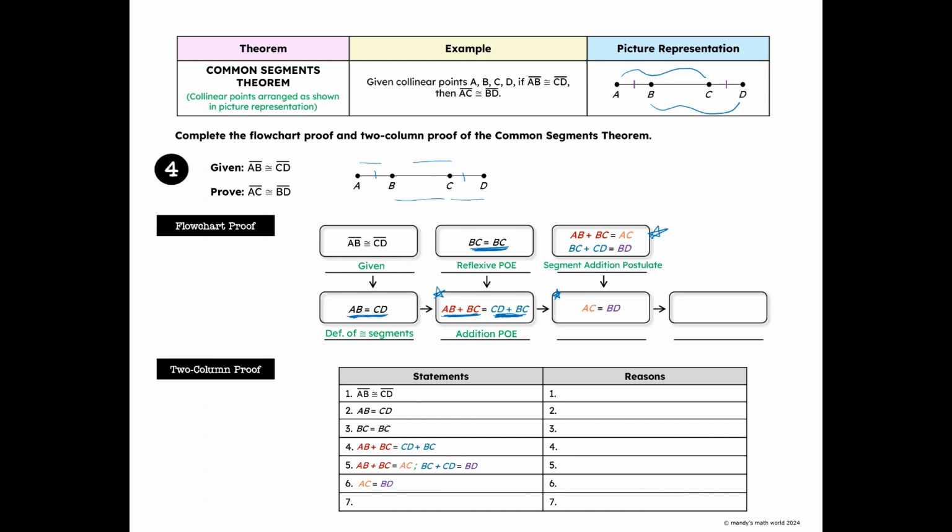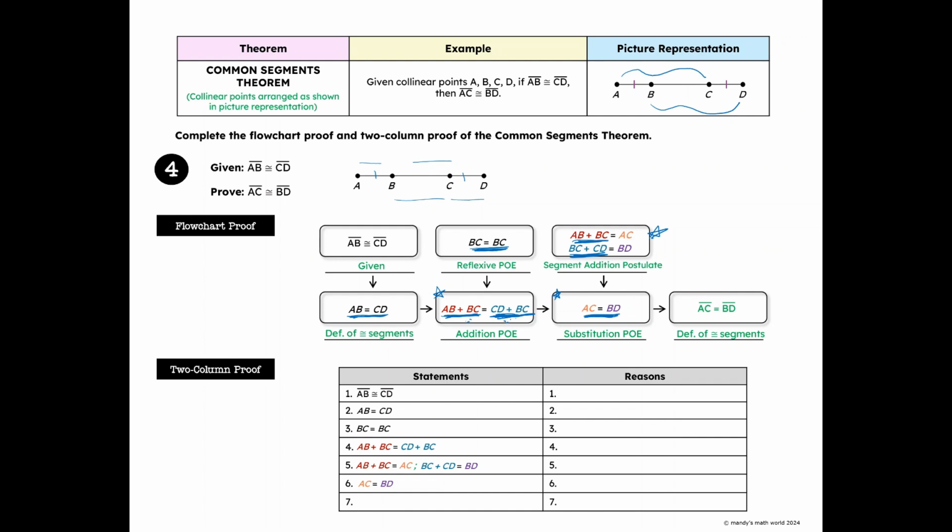How do I get that? I've got some things color-coded here. I've got that AB plus BC in red is equal to CD plus BC in blue. Look up here, AB plus BC, that's AC. CD plus BC, that's BD. So if these two are equal, and each of those by themselves equals AC and BD, then I can set these two equal by the substitution property of equality. And now, because I know those lengths are equal, I know the segments are congruent by the definition of congruent segments.